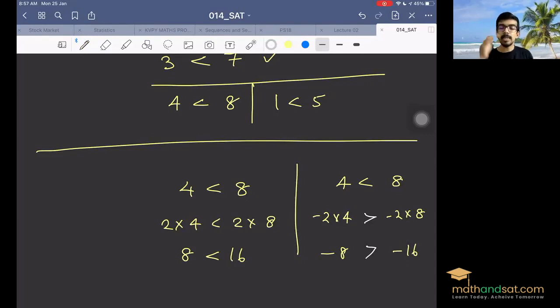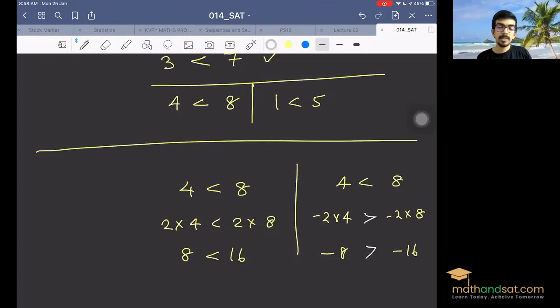The inequality sign changes. You understand what I'm saying? When you are multiplying an inequality with a positive number, there's no problem at all. But when you are multiplying an inequality with a negative number, there is a big problem. Okay?